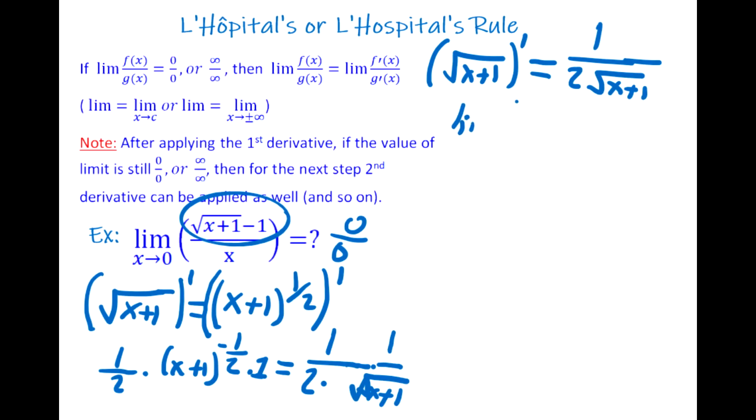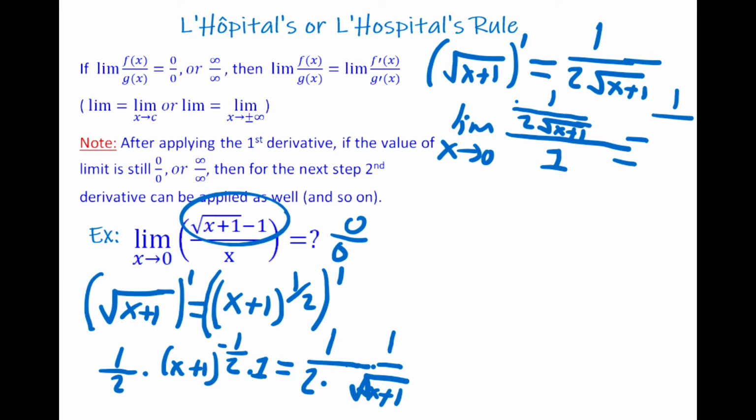Okay, let me write the limit part as well. Limit when x goes to 0. And we have 1 divided by 2 square root of x plus 1, guys. And the derivative of x is going to be 1, guys. And now if you put 0 instead of x, we're going to have 1 divided by square root of 0 plus 1, which is 1.